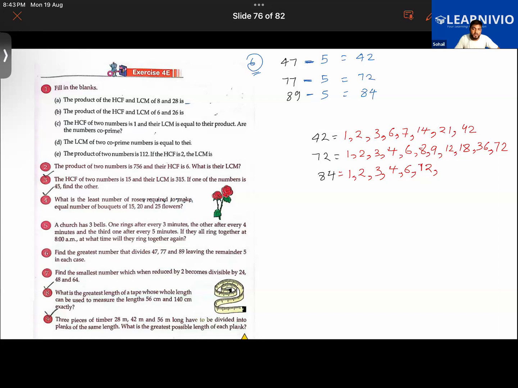Next, before 42 we have another number, 21. Then you will take 42, and 84. Okay. Now find the HCF in this. Look at the numbers and observe which one is the highest common factor.